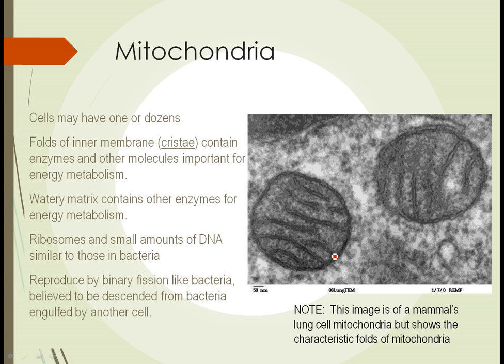This electron micrograph of a mitochondria, now this one happens to be a mammal lung cell, but through a microscope, plant cell and animal lung cell are going to have very, very similar appearances, and you can see the folds that make up the cristae that contain the enzymes and molecules important for energy metabolism, or turning sugar into usable energy for the plant. The matrix around that contains other enzymes that can be bound to the surface of these folds.